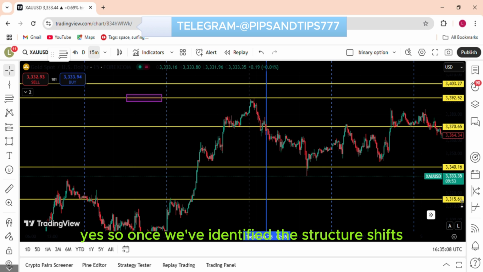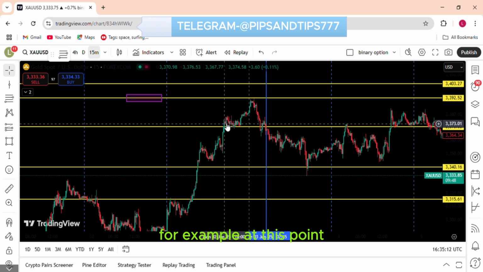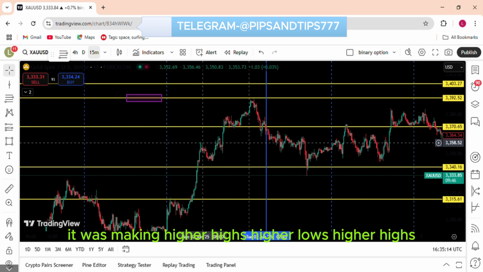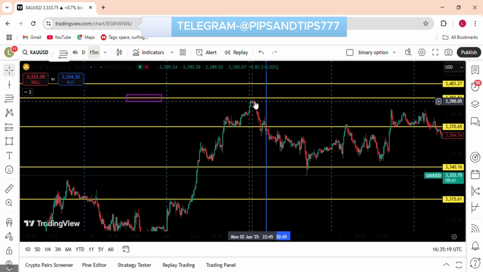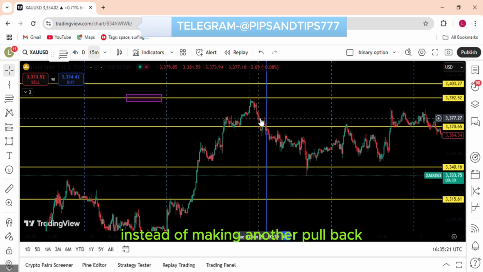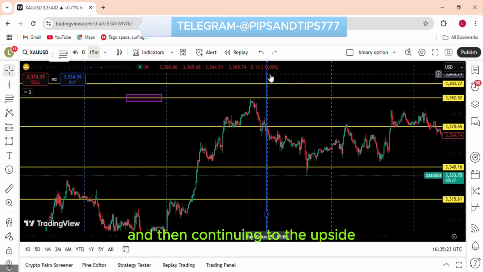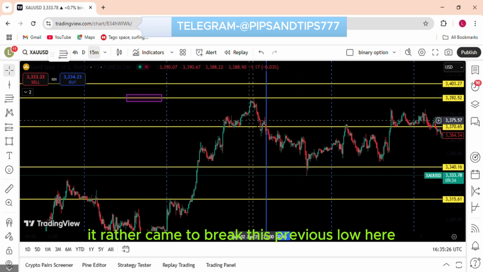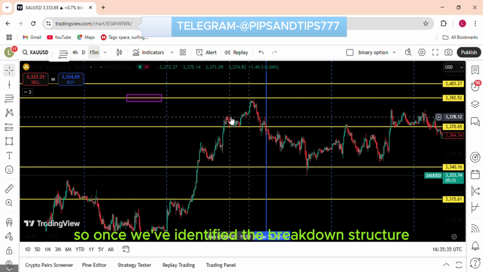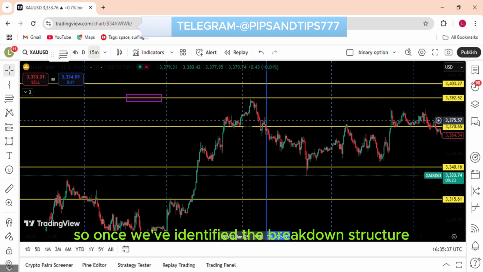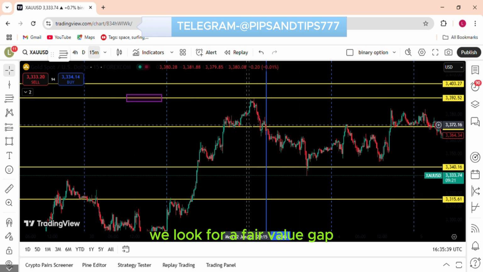So once we've identified the structure shifts, for example, at this point it was making higher highs, higher lows, higher highs, higher lows, higher highs. Then when it got to this point, instead of making another pullback and then continuing to the upside, it rather came to break this previous low here. So this is clearly a break of structure. So once we've identified the break of structure, we look for a fair value gap.